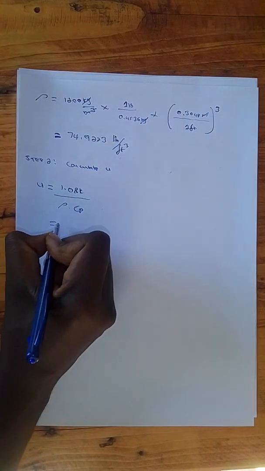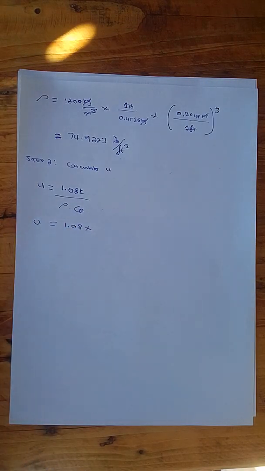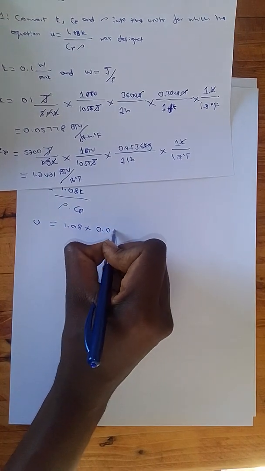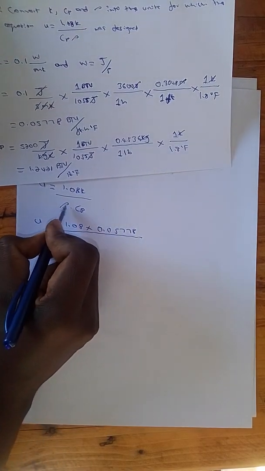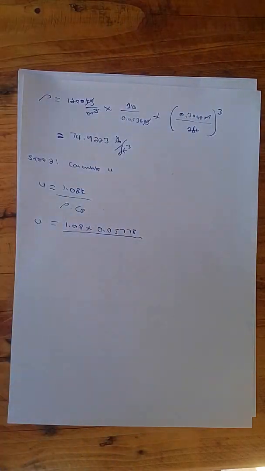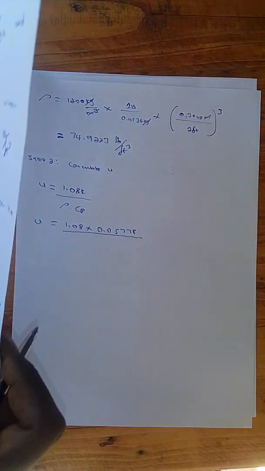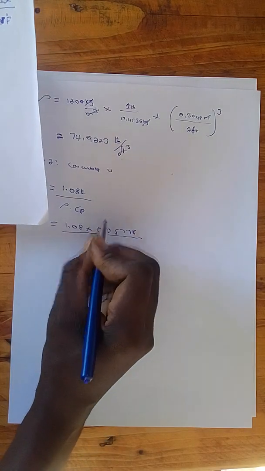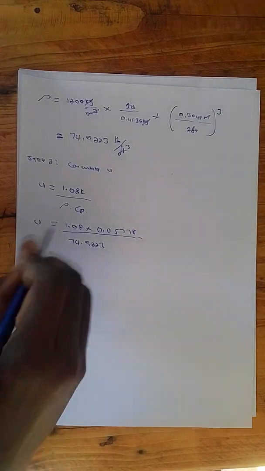So with that said, we can say U equals 1.08 times K. We calculated it to be 0.05778. Also, don't forget to leave out the units. All over our rho. Let me just check out our rho. Where did we calculate that? Yeah, here's our rho. I just misplaced the page where we calculated it. Sorry about that, our rho is 74.9223. Also leave out the units.